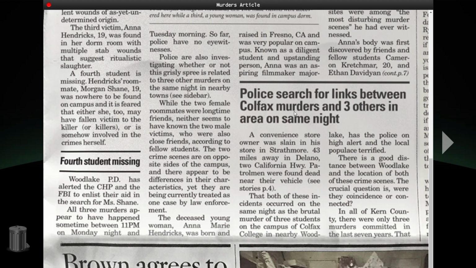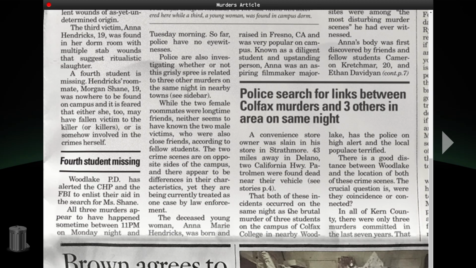Police searched for links between Colfax murders and three others in the area on the same night. A convenience store owner was slain in his store in Strathmore, 43 miles away, and in Delano, two California highway patrolmen were found dead near their vehicle. Oh, that's probably the video from like the intro.